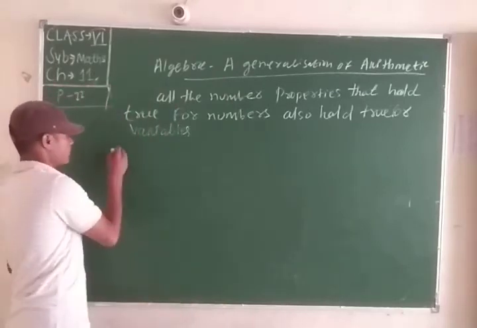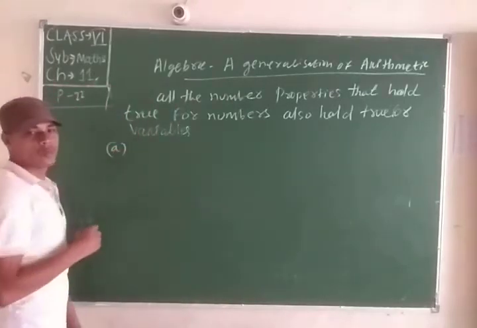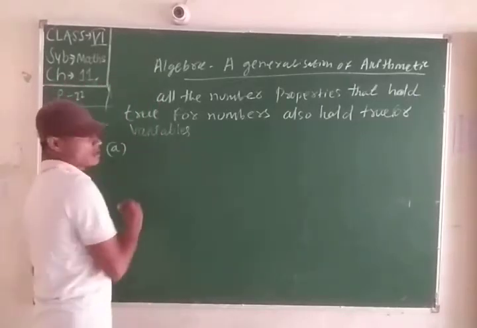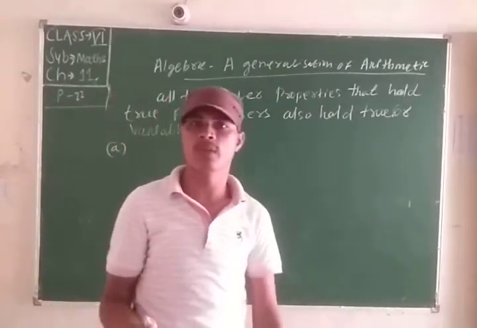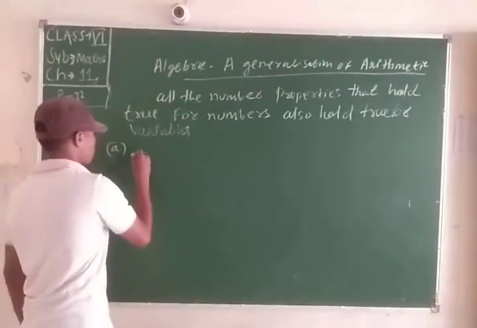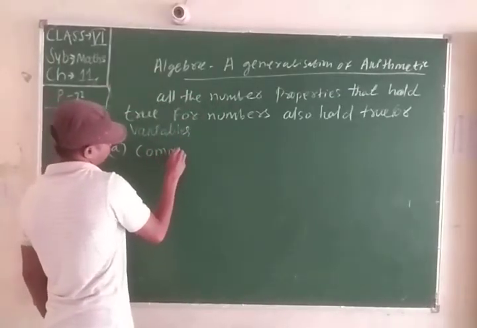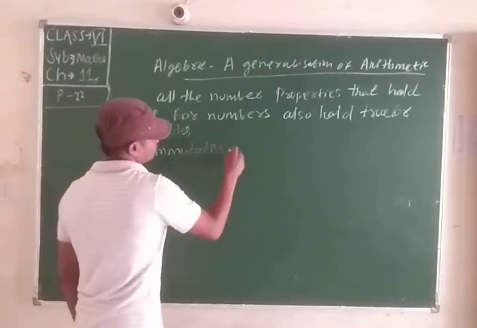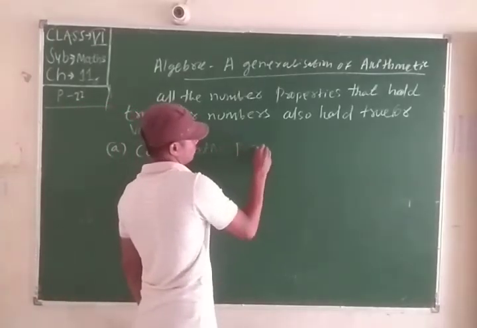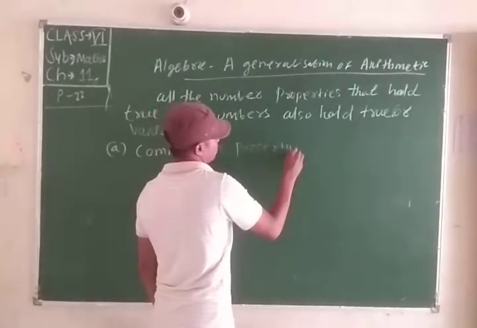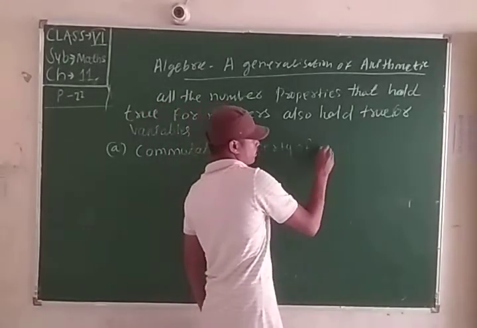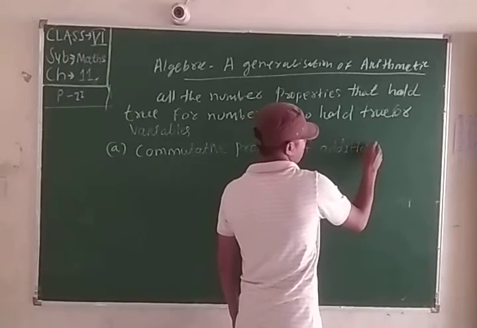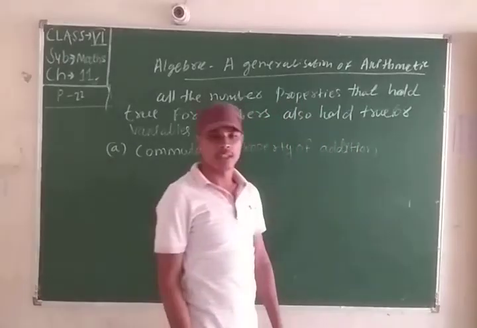Now the first property here is the commutative property. Commutative property of multiplication and another one, commutative property of addition. First we learn the commutative property of addition.